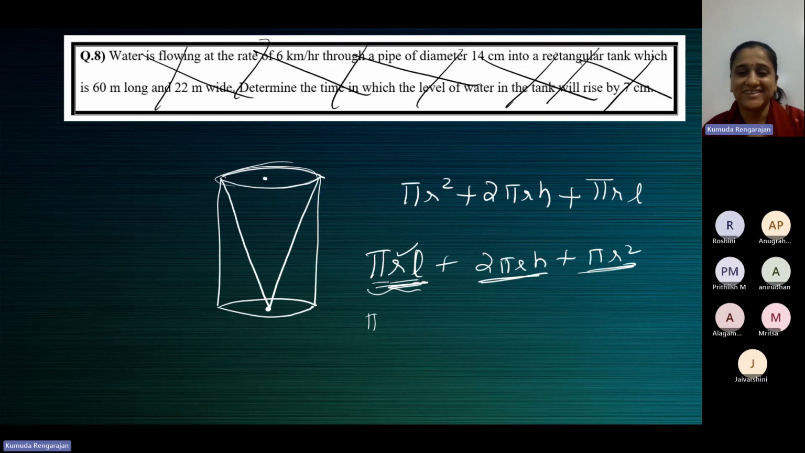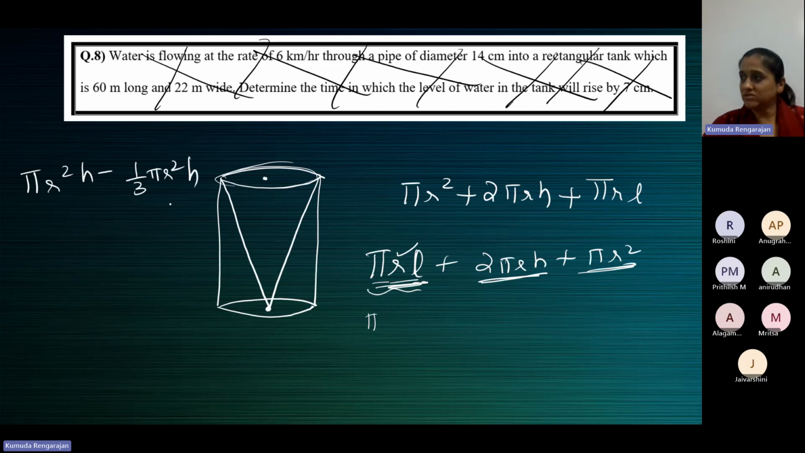But the volume of the remaining solid is the volume of the cylinder pi R square H minus the volume of the cone 1 by 3 pi R square H. This is the volume of the remaining solid. We'll see questions like this in the next class. We'll continue with polynomials in the next class, or maybe because we have started, we'll do 1 or 2 questions from volumes and surface areas just to continue. Maybe we'll do that.